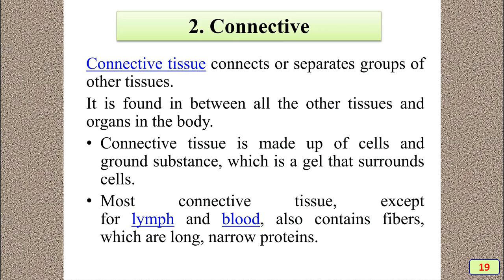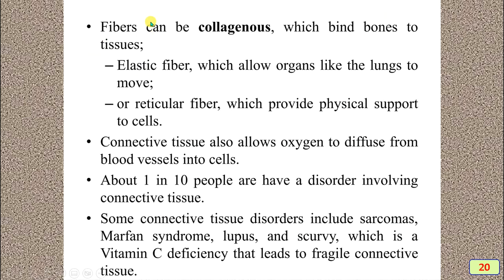So it also contains the fibers, which are long, narrow, proteinous in nature. So the connective tissues, as the name indicates, connect two types of tissues. The structure of connective tissue varies from place to place, and the fiber-like structures are called collagenous fibers, which bind bones to tissue.